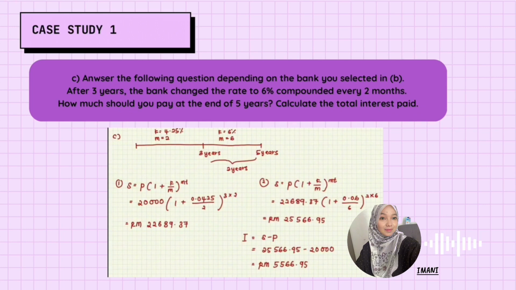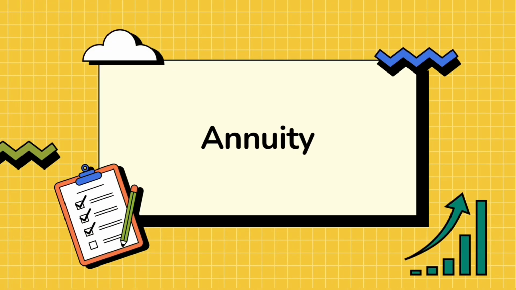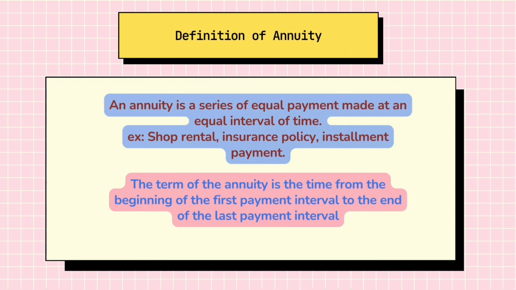95 cents. So to find the total interest, the initial principal of 20,000 was subtracted from the final amount, which is 25,566.95. So the total interest paid over 5 years is RM 5,566.95.